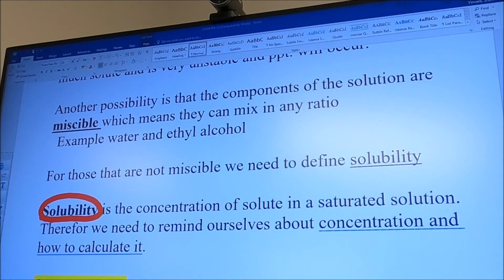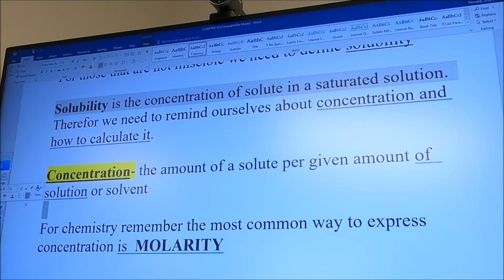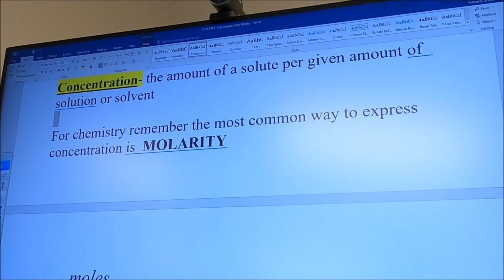Okay? Solubility is the concentration of solute in a saturated solution. Now, there's lots of different ways to express solubility. Now, concentration is the amount of solute per given amount of solvent or solution. The most common way that we express concentration is molarity.